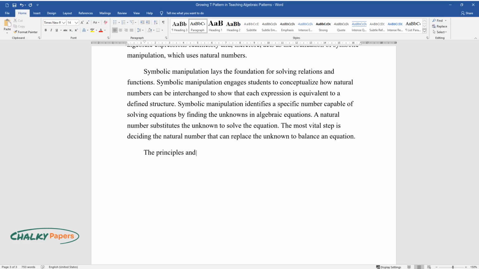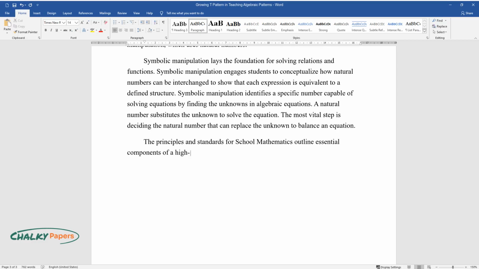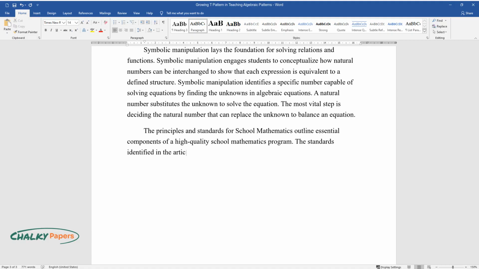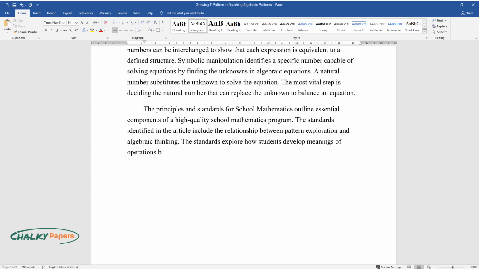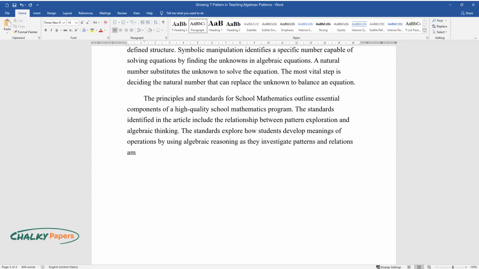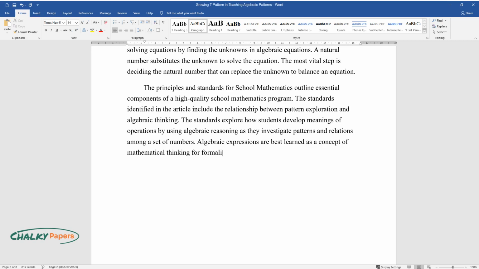The principles and standards for school mathematics outline essential components of a high-quality school mathematics program. The standards identified in the article include the relationship between pattern exploration and algebraic thinking. The standards explore how students develop meanings of operations by using algebraic reasoning as they investigate patterns and relations among a set of numbers. Algebraic expressions are best learned as a concept of mathematical thinking for formalizing patterns.